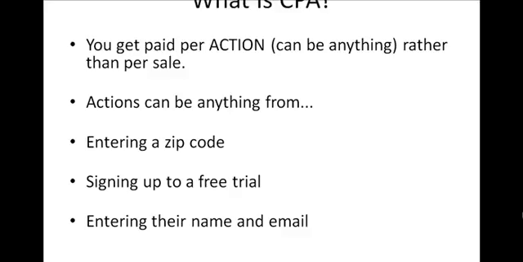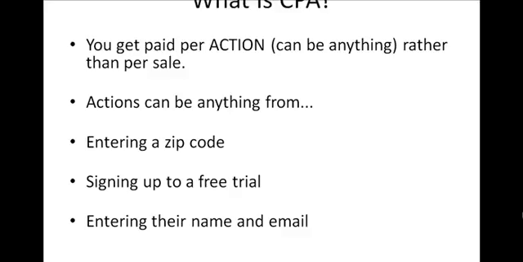Well, it's pretty simple actually. All it means, in the literal sense, is you get paid per action. Now this action can be anything, rather than getting paid a percentage of a sale. For example, actions can be anything from entering a zip code. They can be as simple as that usually. Obviously the payouts will vary between these, because a lead who has entered their address, their phone number, and has actually signed up to a free trial with continuity is going to be worth a lot more to the person running the CPA offer than someone just entering a zip code. So bear that in mind.